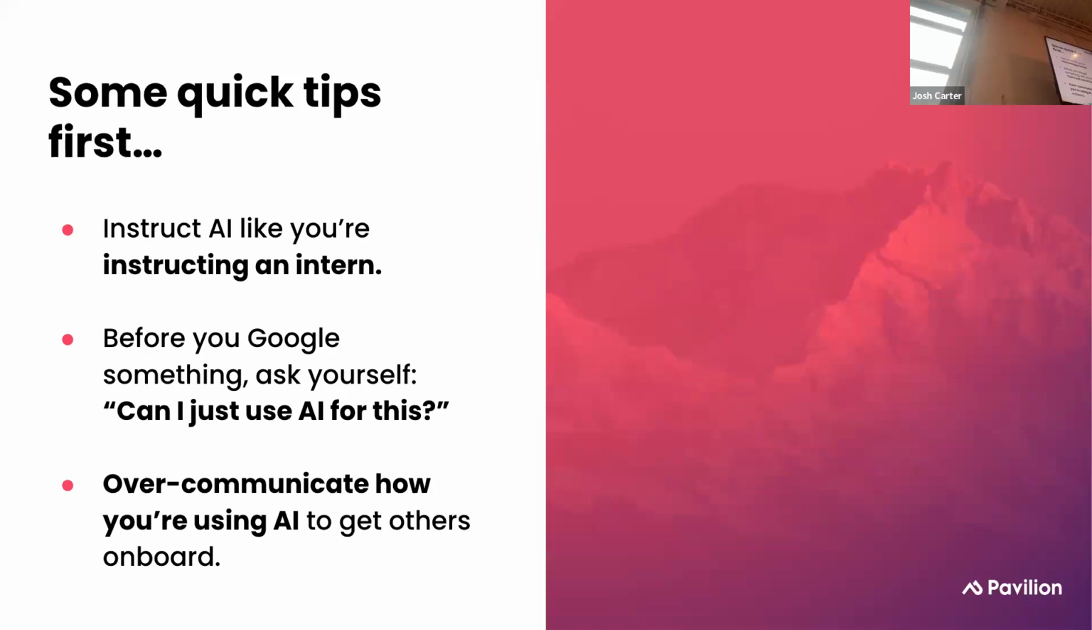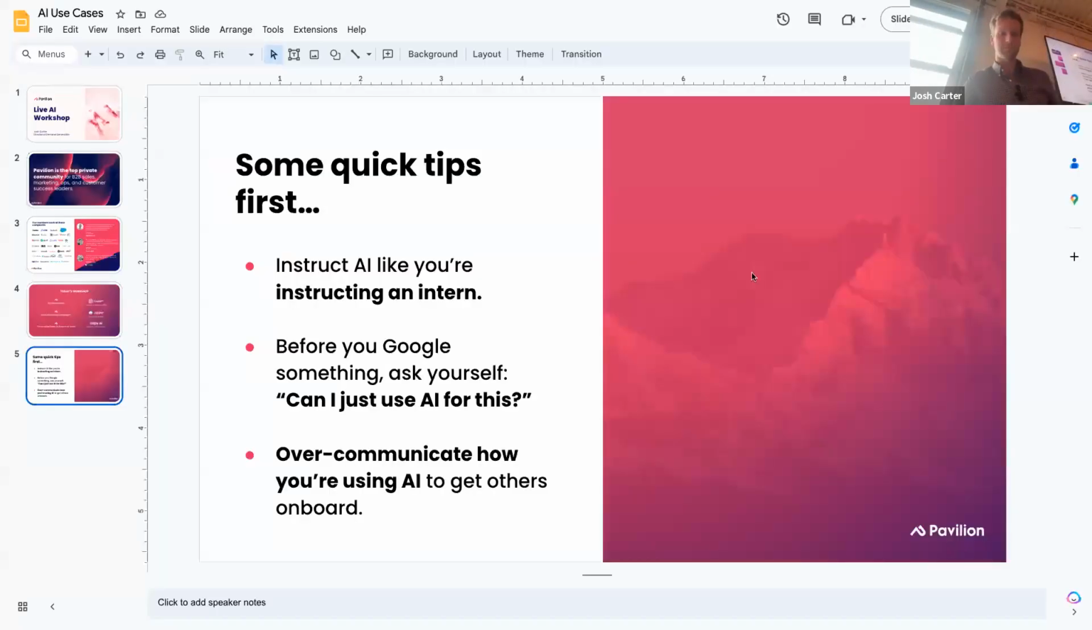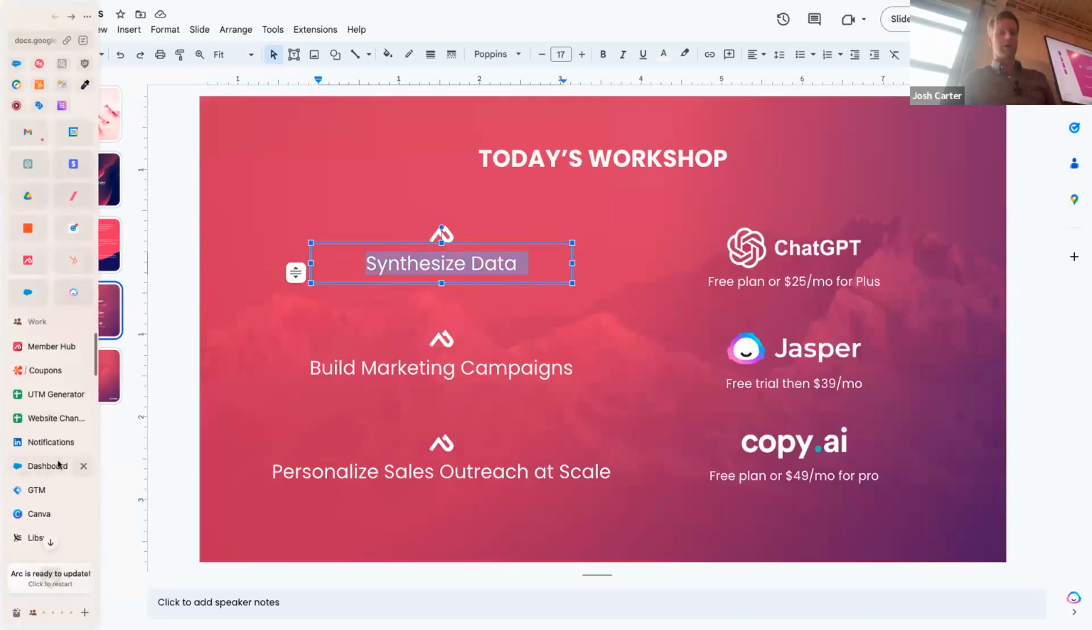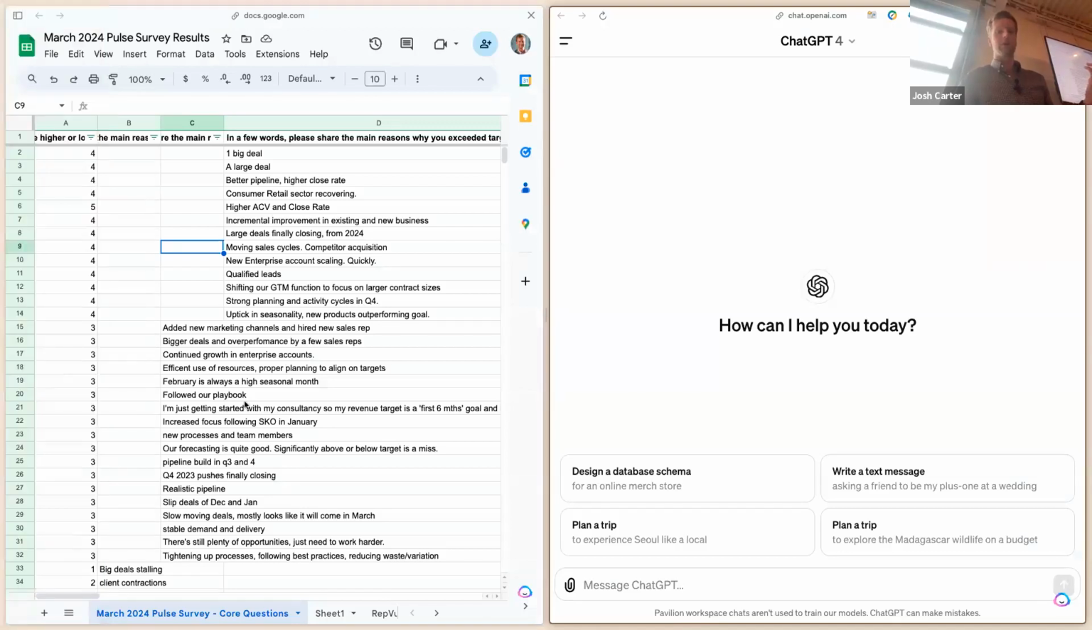Candidly, it's really difficult to get people out of the old mindset of Googling things and into the mindset of how can I use AI to be a lot more efficient. So with that said, I'm going to jump right into a few use cases. We're going to start with the first use case, which is synthesize data. Every month, and this is what's really cool about working at a company like Pavilion, we can survey our members about what's happening in the market.